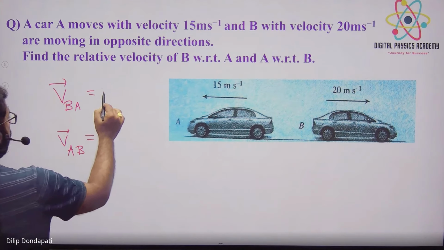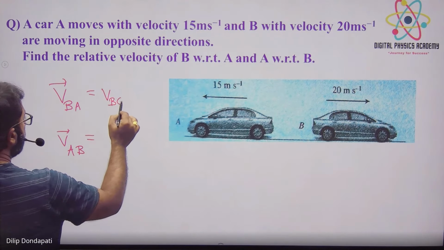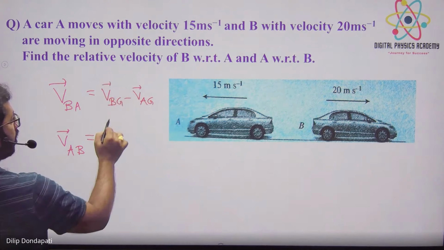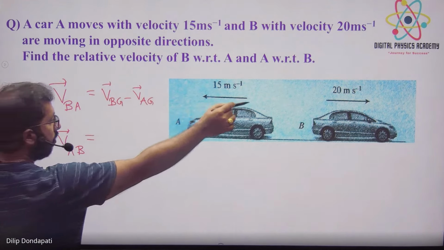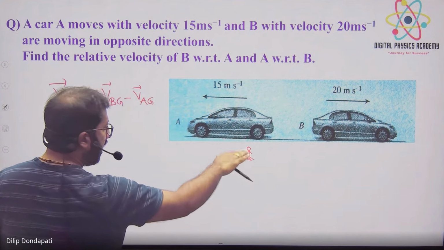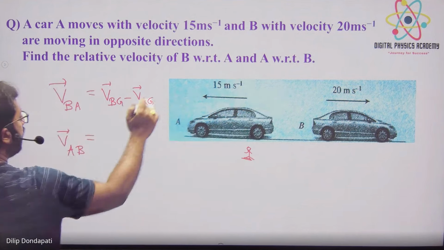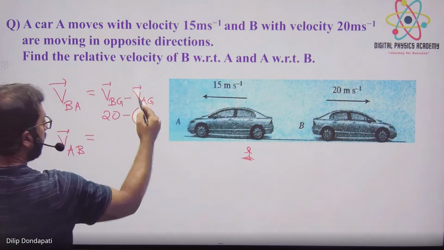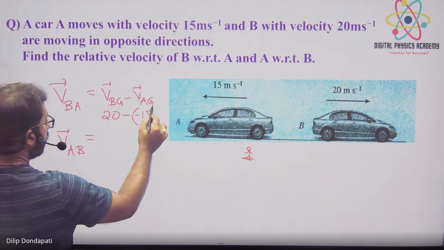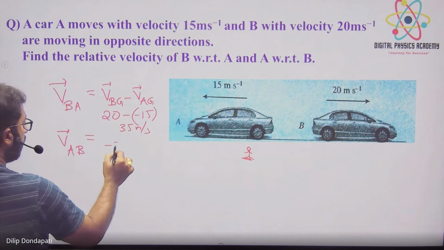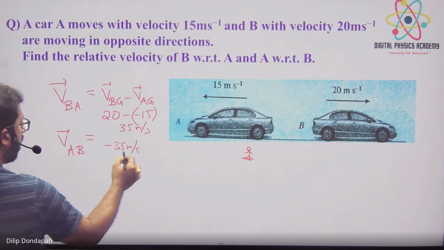This is velocity of B with respect to ground minus velocity of A with respect to ground. Okay, what is the velocity of B with respect to ground? With respect to ground means the observer is standing on the ground. With respect to that, it is plus 20, minus A is reversed, right, so minus 15, so it will be 35 meters per second. In the same way, here minus 35 will come. Now apply the shortcut. So who is the observer here?